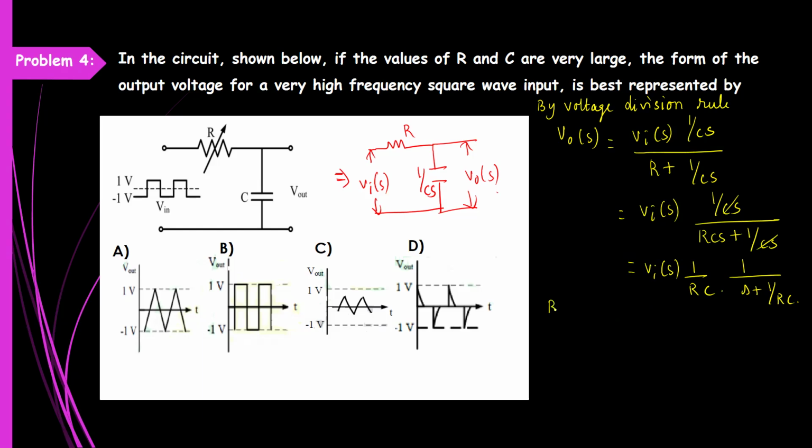Now by taking the inverse Laplace transform, V naught of t equals VA of t. This 1 by RC is constant, and the inverse Laplace transform of 1 by S plus A is nothing but the exponential, e power minus t by RC, where RC is the time constant. Okay. Now, no need to find the time constant and all because we need to find the waveform only. So let me check with the options.